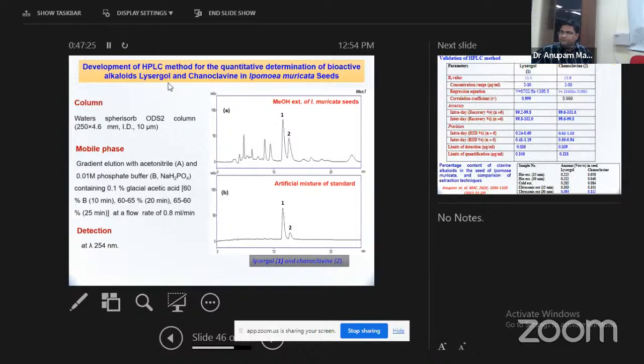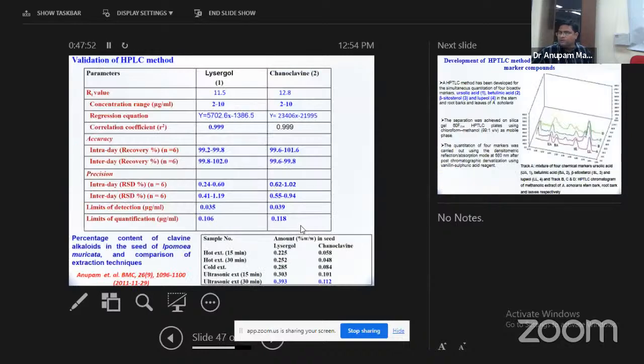The development of an HPLC method for quantitative determination of the bioactive alkaloids lysosol and calclomin in Annona muricata. This is the column, a Waters Spherisorb ODS column. This is the mobile phase, 0.01 M phosphate buffer containing 0.1% glacial acetic acid, with gradient elution. Detection is at 254 nanometers. These are the two marker compounds, and this is the plant material. Using the two marker compounds, we developed the HPLC method.